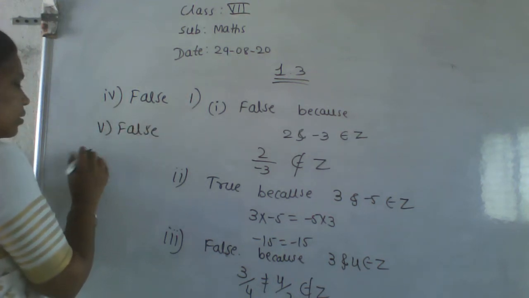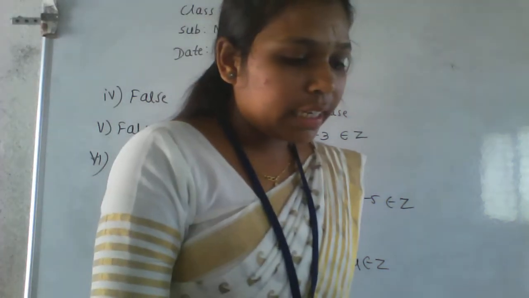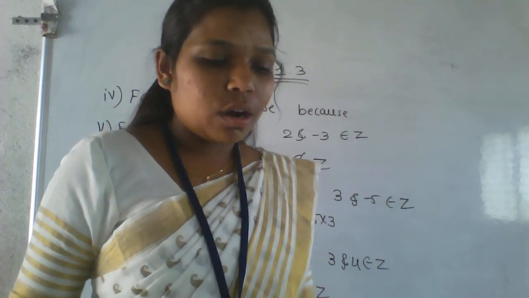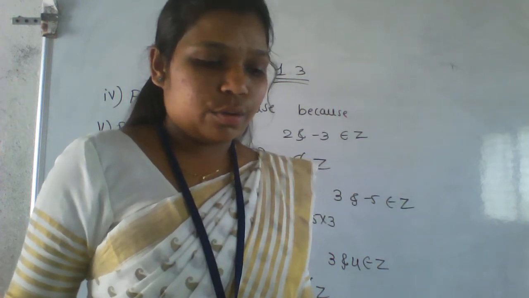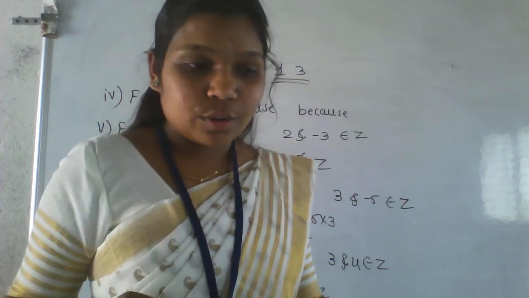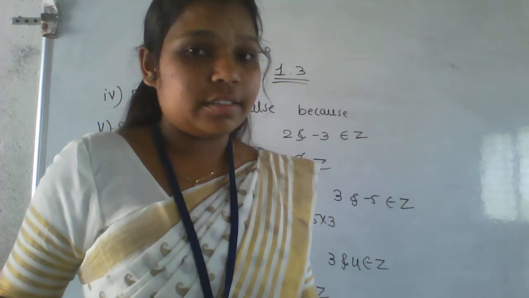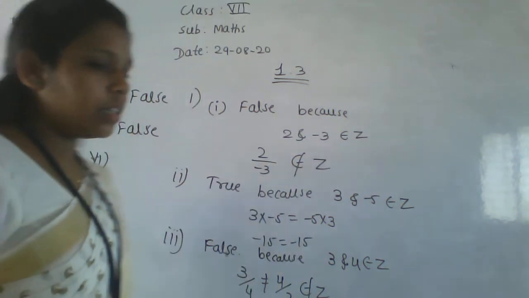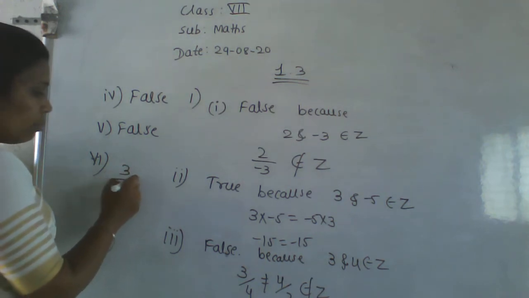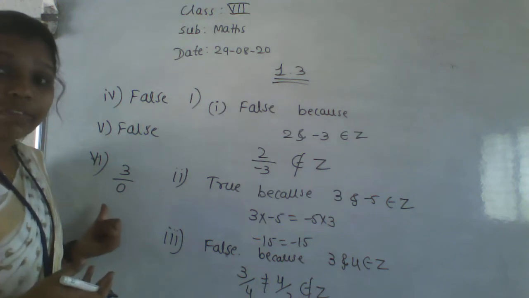Next, sixth one. What have they given here? Sixth one is: division of any integer by 0 always gives 0. No, it is not true. Because why? See here. Division of any integer means 3 by 0. Whether it is 0? No, it is an undefined value.